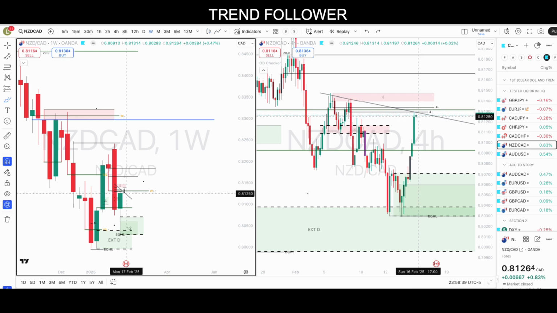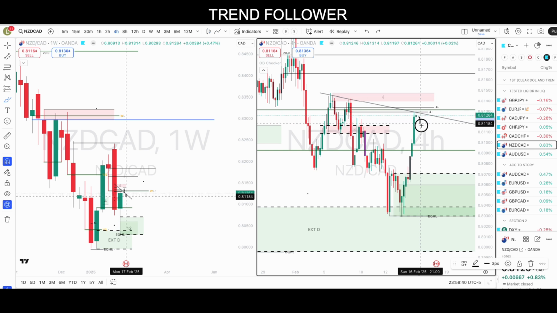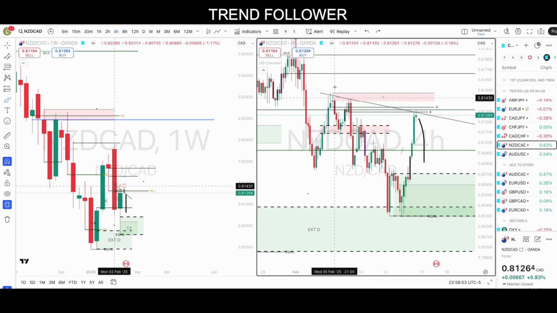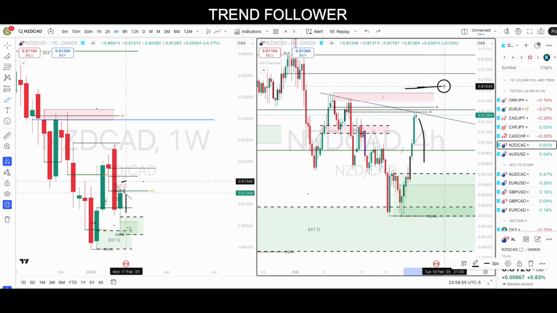So for me, it depends how it plays. Let's say we go down here, we come down to the layer, NZD news happens, then this is the supply I would play, right? If you want to enter at the start of the week, you put your stop loss around here, right? So entry here, stop loss here, target here.